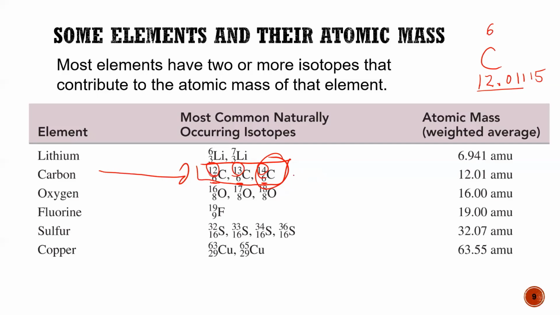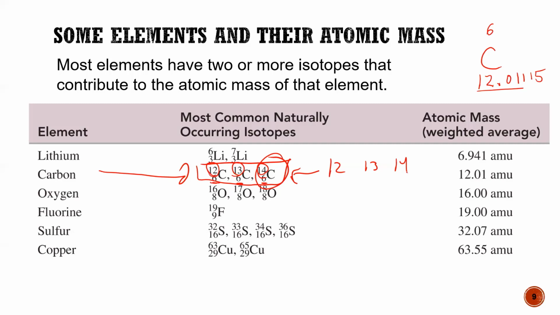If I have 3 isotopes, 12, 13, and 14, the number that you see on the periodic table, the reason why it's not an integer, right? It's not exactly 12 or 13 or 14. It's a weighted average. It's based on how often we find each isotope in nature.